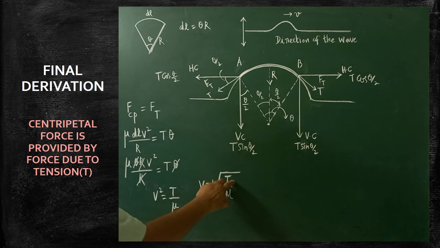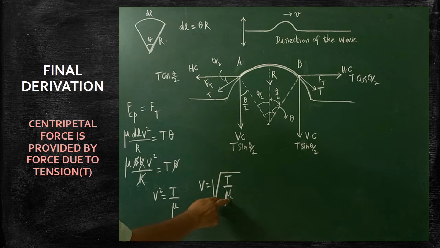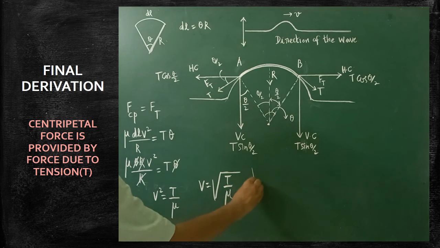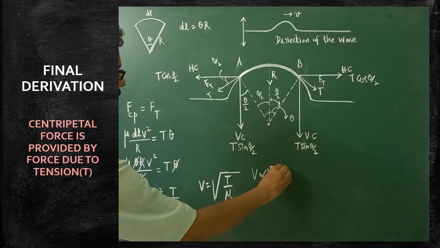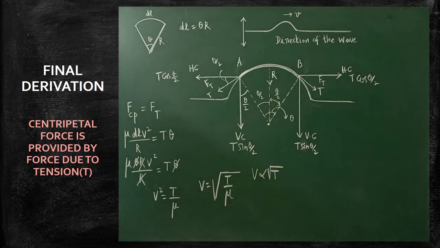So here what is T? T is nothing but the tension acting on the string. What is mu? Mu is called linear density. That is mass per unit length, which is also called the linear density of the wire. So the velocity of the transverse waves is directly proportional to the square root of the tension acting on the string. These are all the conclusions.